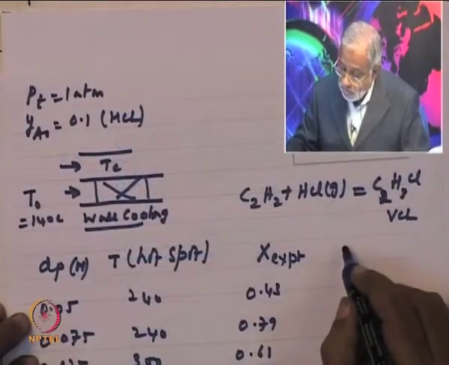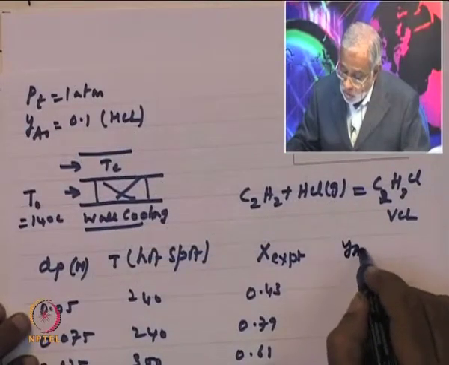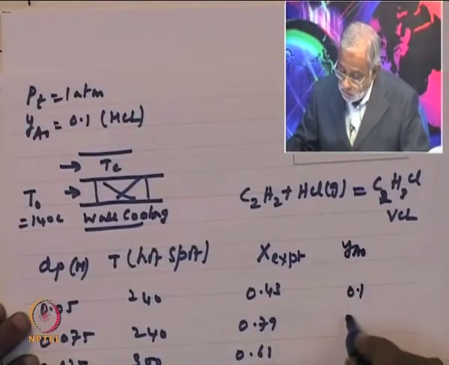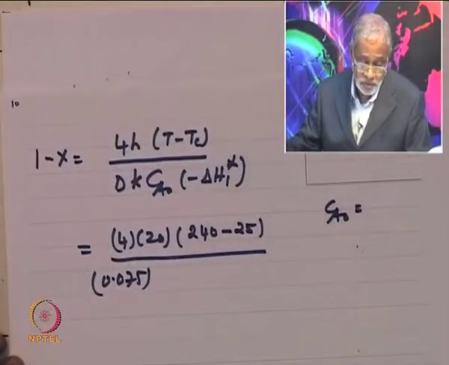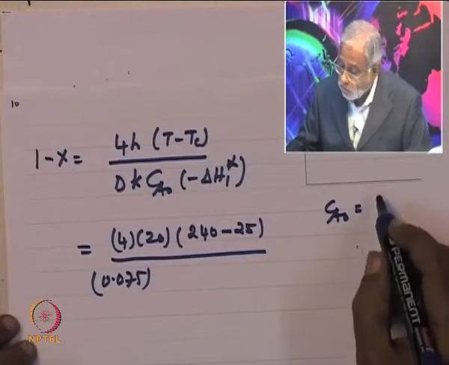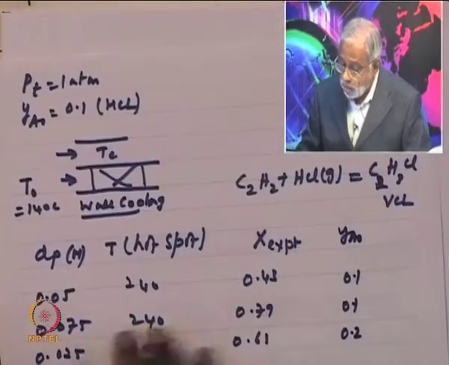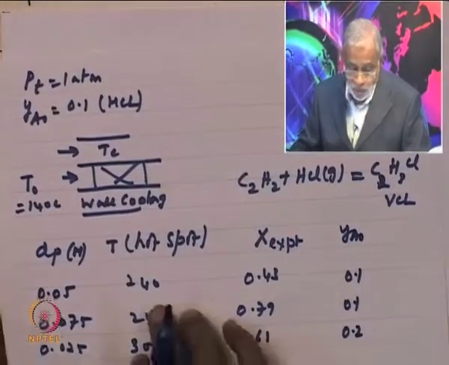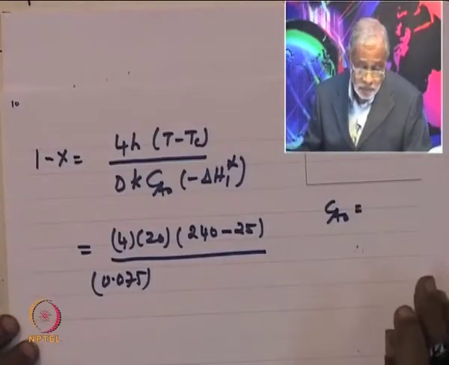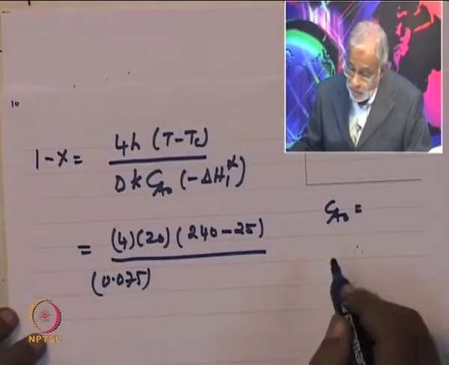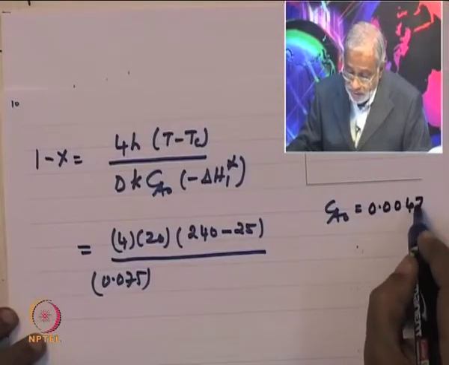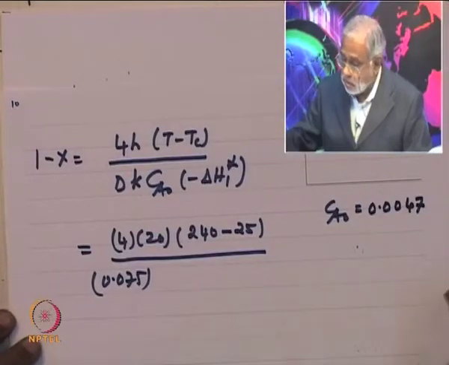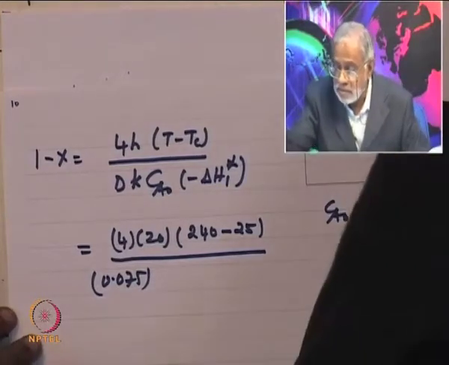There is one more data which is missing, YA0. This is 0.1, this is 0.1, this is 0.2. So, that is what is missing. So, CA0 corresponding to YA0 equal to 0.2 turns out to be 0.0047. Okay. This is actually double the number that we have calculated.